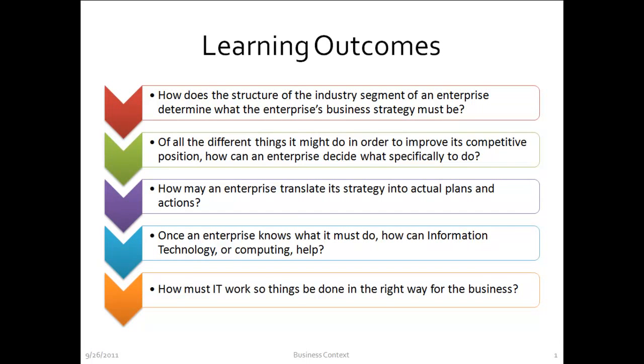The learning outcomes from this lecture are as follows. 1. How does the structure of the industry segment of an enterprise determine what the enterprise's business strategy must be? 2. Of all the different things it might do in order to improve its competitive position, how can an enterprise decide what specifically to do? 3. How may an enterprise translate its strategy into actual plans and actions? 4. Once an enterprise knows what it must do, how can information technology, that is, computing, help in its actions? 5. How must IT work so things are done in the right way for the business?